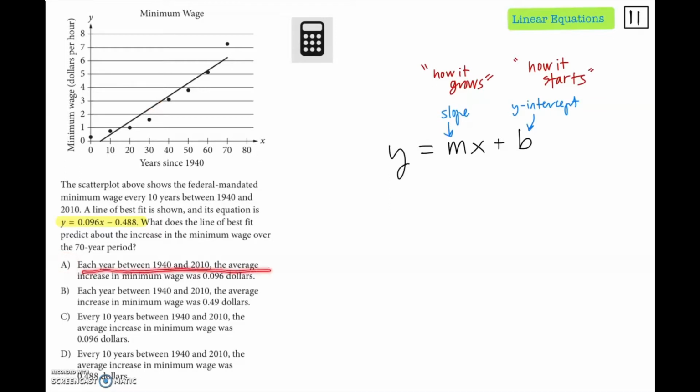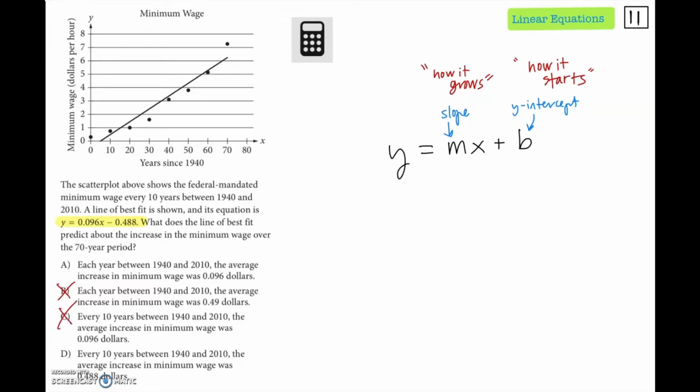Each year between 1940 and 2010, the increase in minimum wage was $0.096. That is going to be the right answer. Let's figure out why these guys are not right. Each year, the average increase in minimum wage was $0.49. No, the $0.49 is the y-intercept, so that's not right. Every 10 years, the average increase in minimum wage is $0.096.